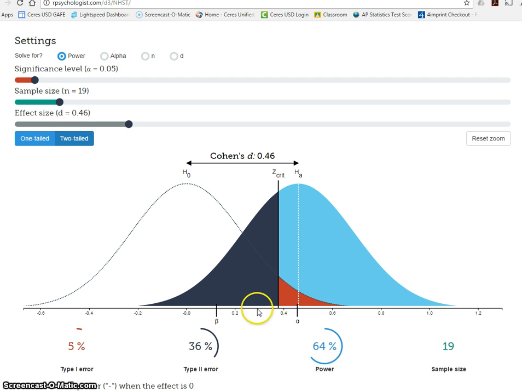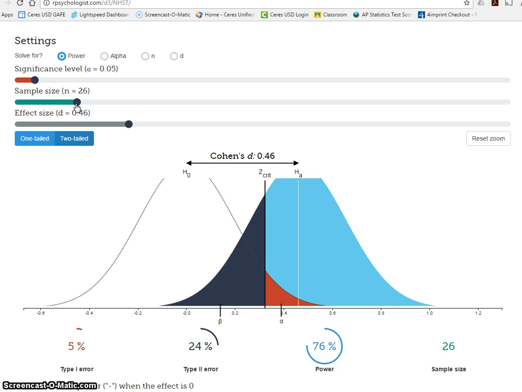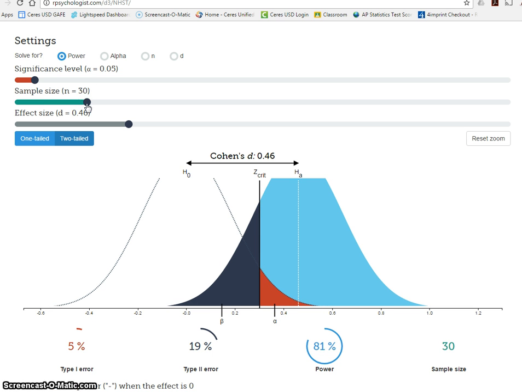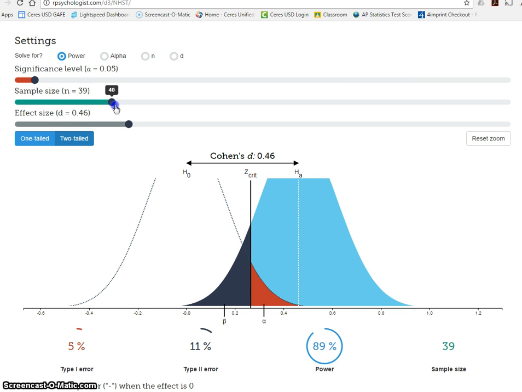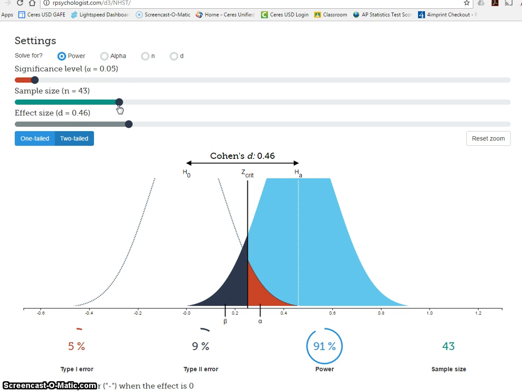Okay, so right now I have 64% power. So when I increase my sample size to 26, what happened to my power? It also increased. To 30, my power increased as well. To 39, my power increased as well. 43, it got better. So as my sample size increased, the power of my test also increases.